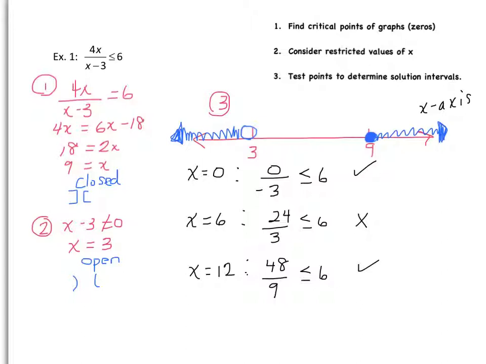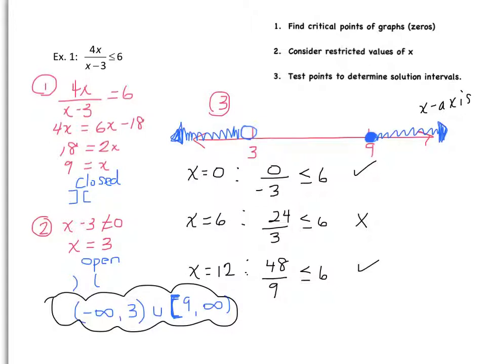Well, we're going to use interval notation. So the interval that goes from negative infinity up to 3, but not including 3, union with the interval that goes from 9 inclusive to infinity contains solutions. So this is our solution.